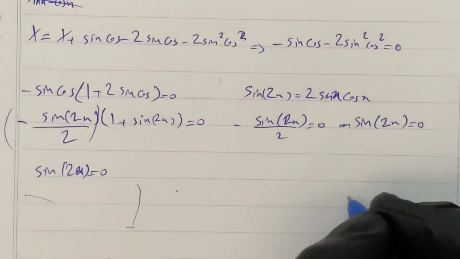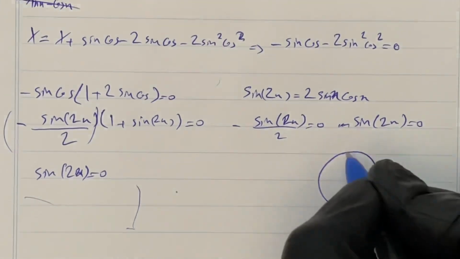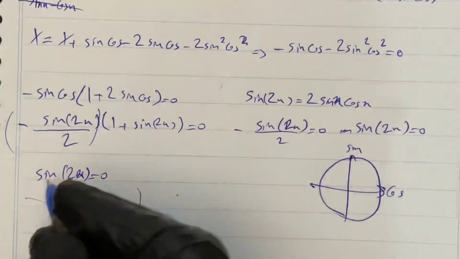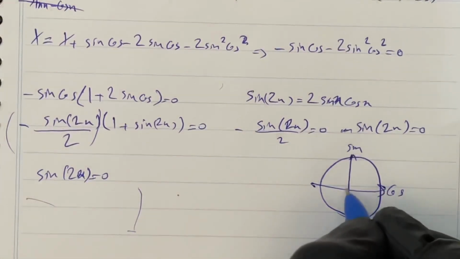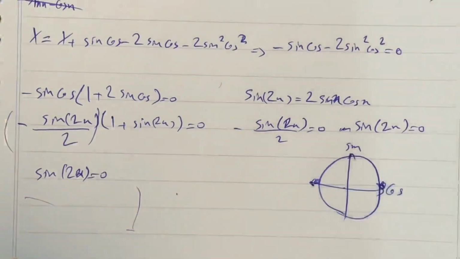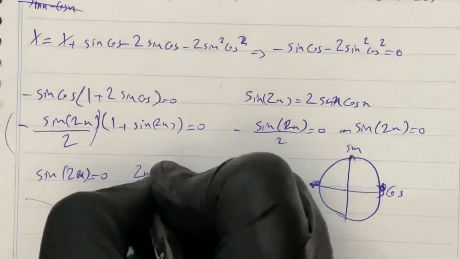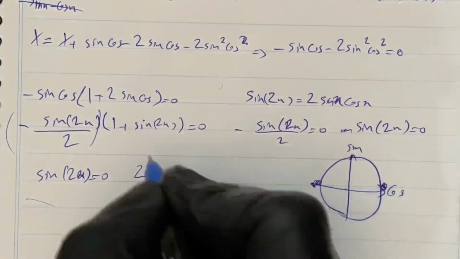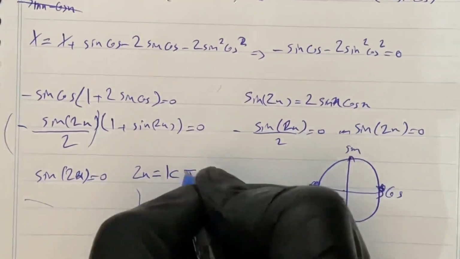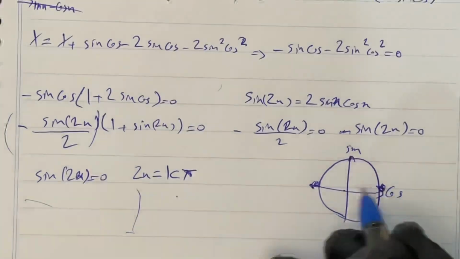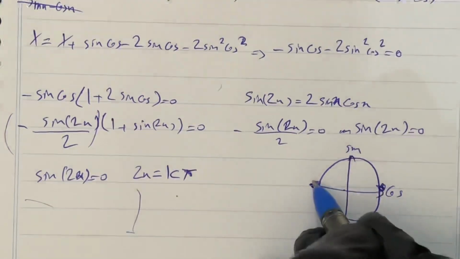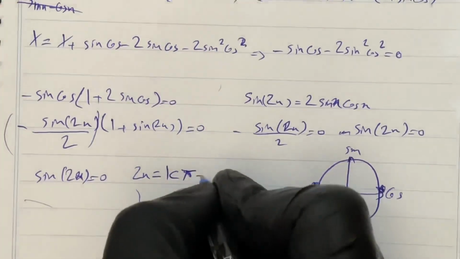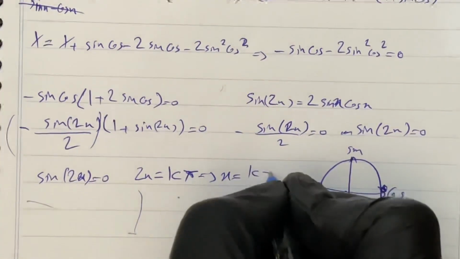If you draw the trig circle, I always solve this problem with the trig circle. If sine of something is 0, which means the cos of it would be 1, these places. So 2x must equal kπ. These places are called kπ. This is 0, this is π, and you go again here is 2π, then 3π, 4π. So it's kπ, and it results in x equals kπ over 2.